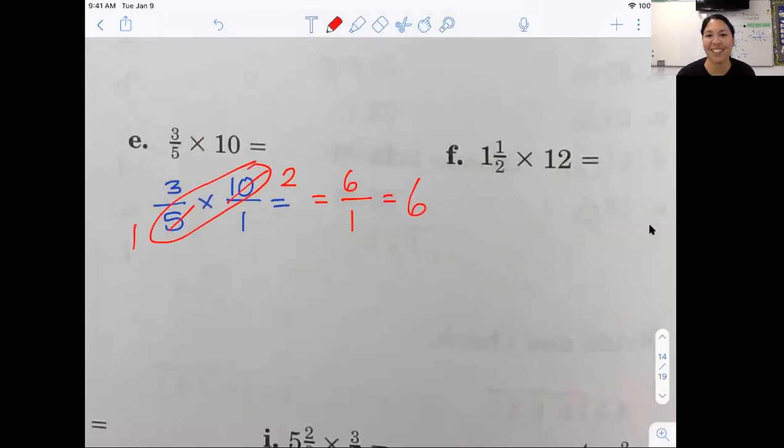Good job, friends. All right, let's try F. I cannot leave a mixed number, 1 and 1/2. I need to change it. So 2 times 1 is 2, plus 1 is 3. So that becomes 3/2, or 3 over 2. And then I'm going to times that by what? I need to make one. 12 over 1. Make one.